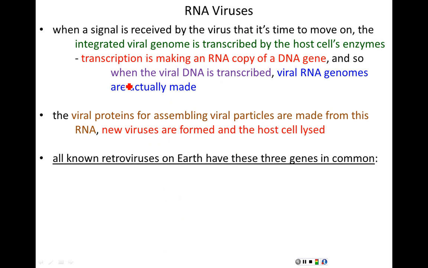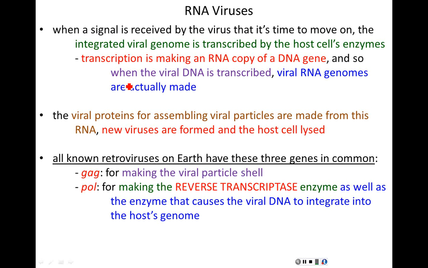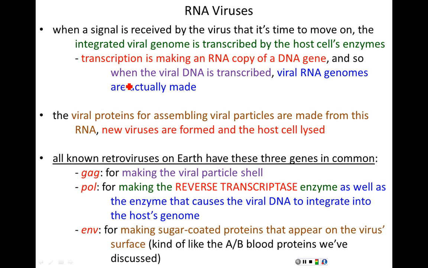All known retroviruses on Earth, all of them that have been studied, have three main genes in common. The GAG gene is the gene containing the instructions for building the viral proteins that make up the particle shell. The POL gene is the gene for making the reverse transcriptase enzyme, which is responsible for that initial reverse transcription, converting the RNA genome into DNA. Also, reverse transcriptase aids in the integration of the viral DNA genome into the host genome.